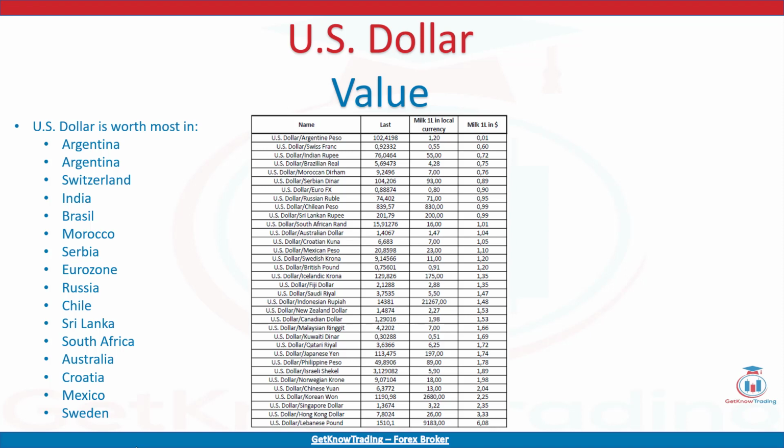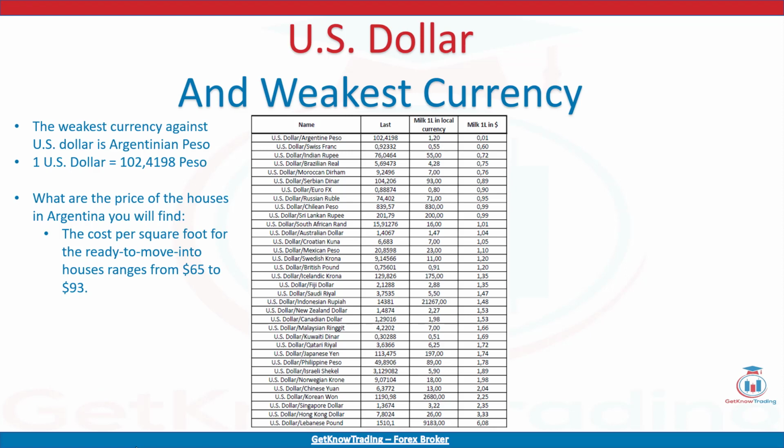What is the weakest currency against the dollar? The weakest currency against the dollar is the Argentinian peso, where $1 is equal to 102 Argentinian pesos. This is visible in the table where you can see exchange rates between the US dollar and other currencies. For $0.01 in Argentina, you can buy 1 liter of milk, which is the lowest price compared to other currencies. The US dollar is so strong against the Argentine peso that you can buy a lot of goods and products for a small amount of money.